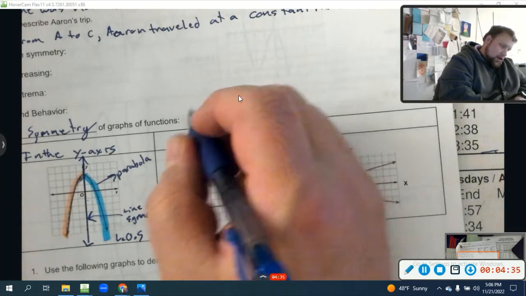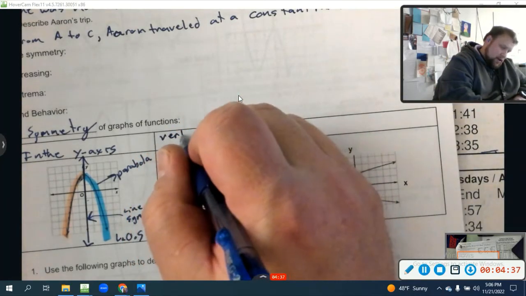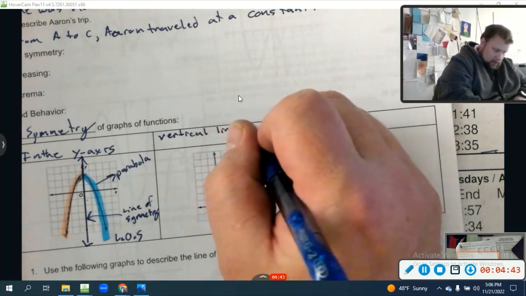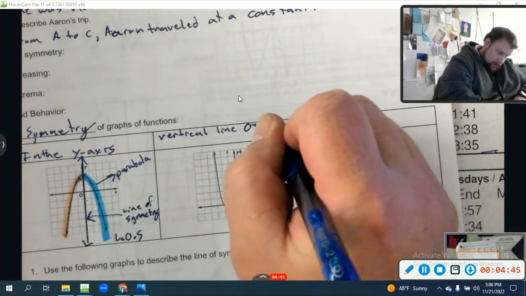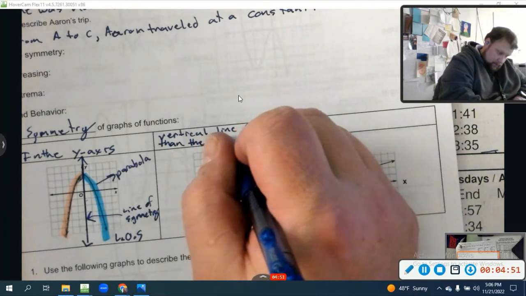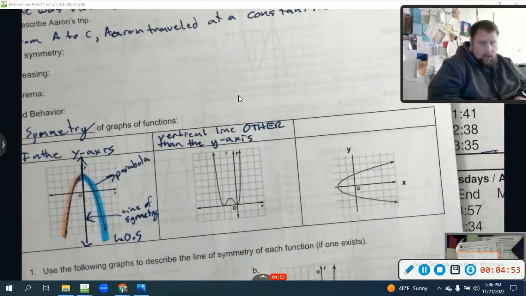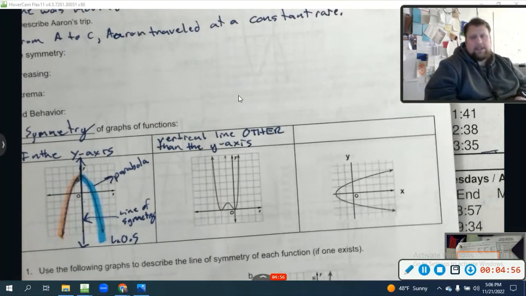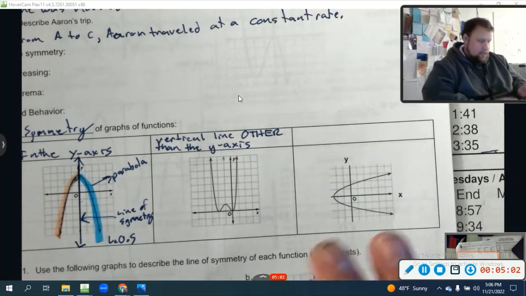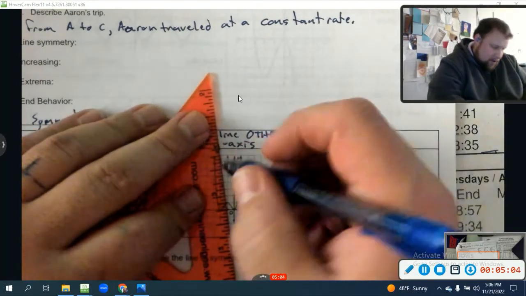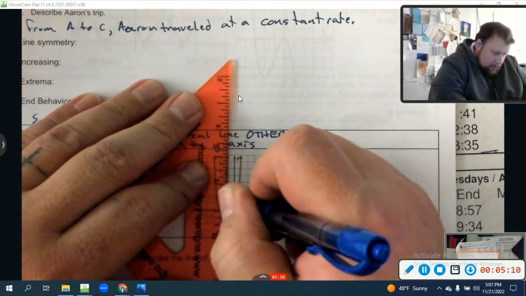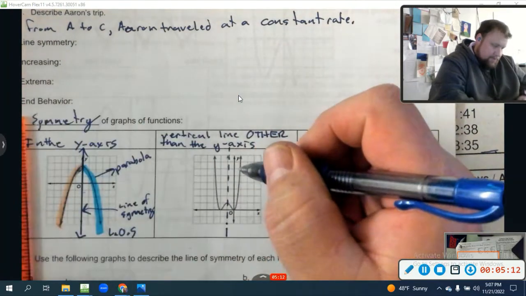How about a vertical line other than the y-axis? Well, in this case, look at this graph, this W. Can you guys see where I might draw a nice line that would cut it in half so that I could fold it over on itself? Yeah, right here. I normally do a line of symmetry with a dotted line, dotted or dashed.